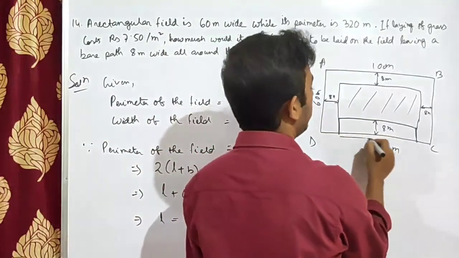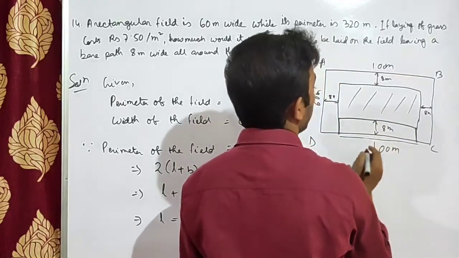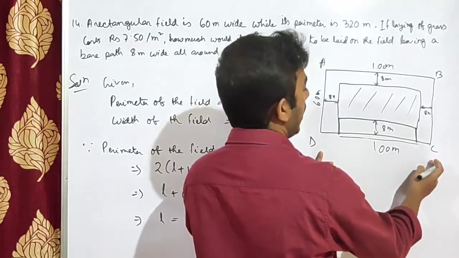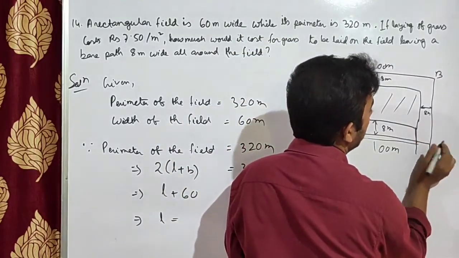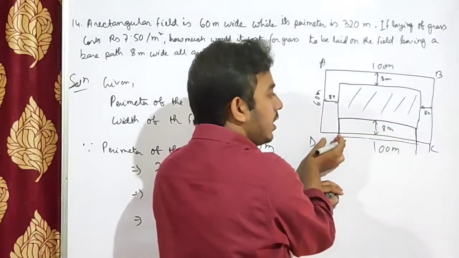The length of this part will be the same, isn't it? Okay, so its total length is how much? Length of DC is how much? 100 meter. So from this side we have deducted how much? From this side we have deducted 8 meter. From this side also we have deducted 8 meter.